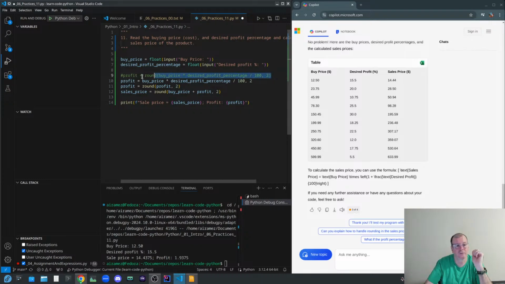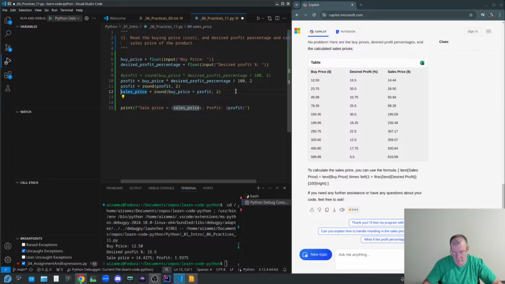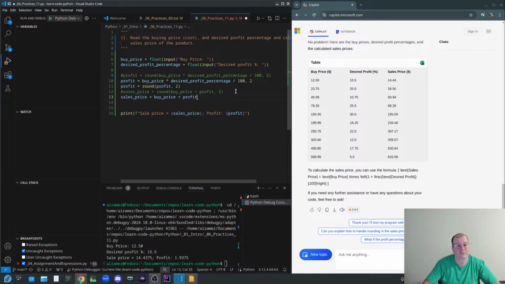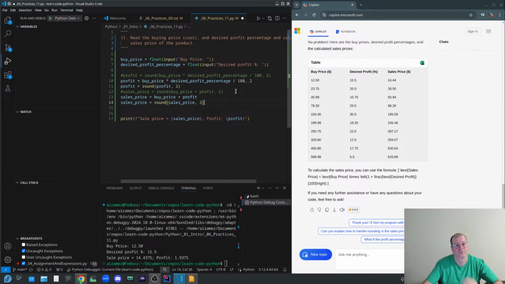So let's keep it this way. I'll put that comment there just so we remember that we can do it that way. And we could do the same for the sales price. We could have the sales price like this, or we could have it in 2 lines. Both are okay. So it will be like this. The sales price will be this. And after you calculate the sales price, we do the round, the same sales price with 2 decimals.